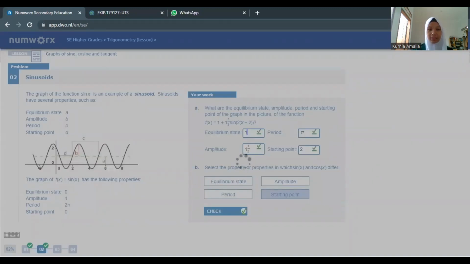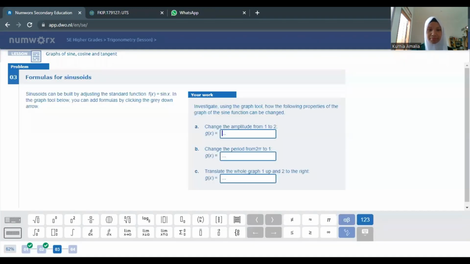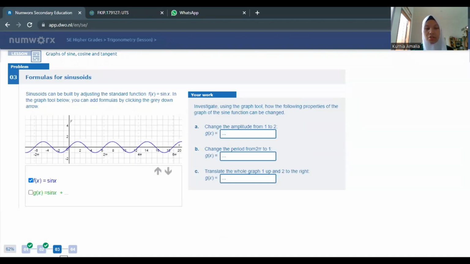Number 3. Formula for a sinusoid. The function is f(x) equals sin x. We can use these tools to see what the differences are if we change the amplitude, the period, or the whole graph. So let's answer question number 8. Change the amplitude from 1 to 2.